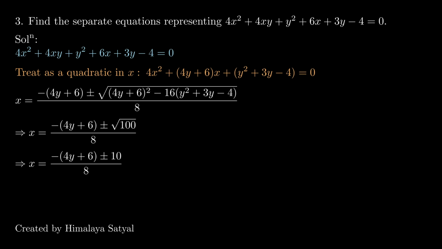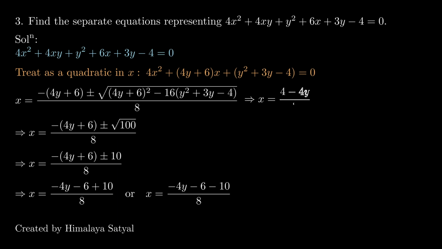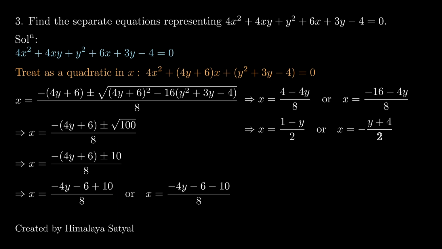After simplifying the expression down further, we take the positive and negative as our two cases. We continue simplifying both cases to get the final answer of 2x plus y minus 1 is equal to 0 and 2x plus y plus 4 is equal to 0.